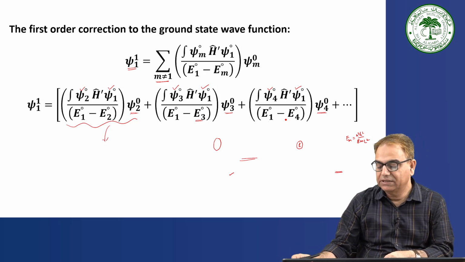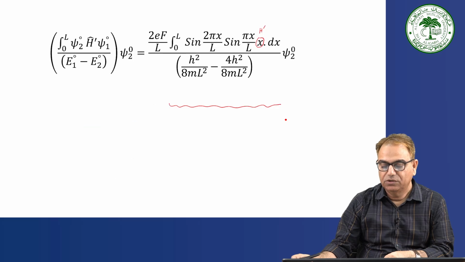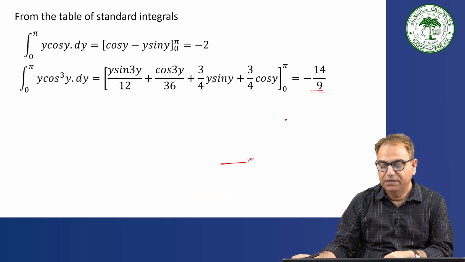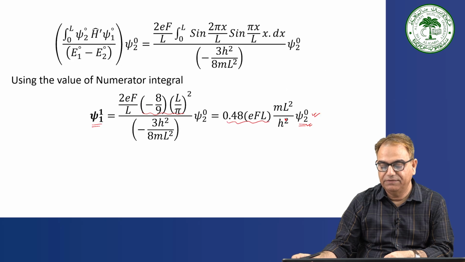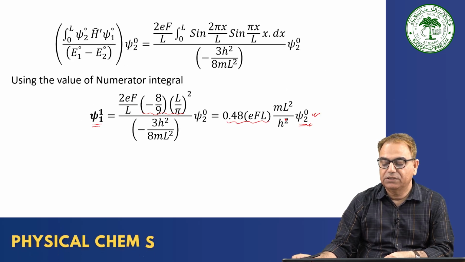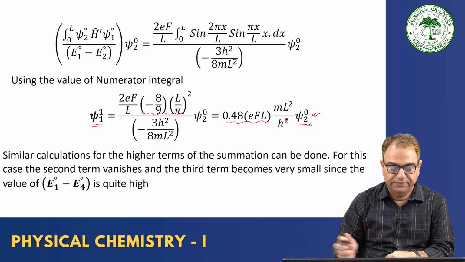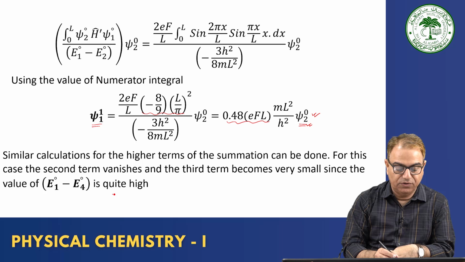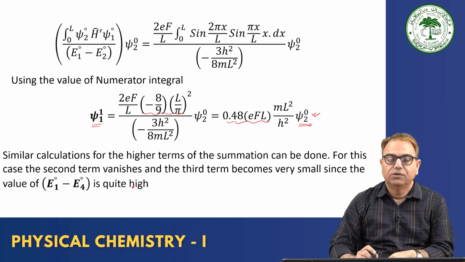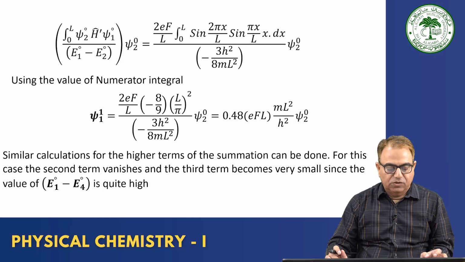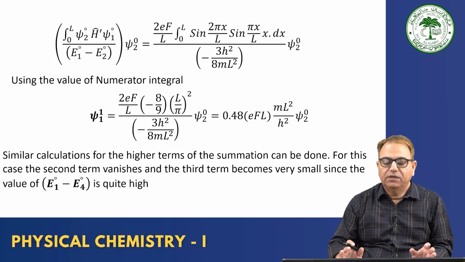In this case, the second term will become equal to 0. So the third term we will not calculate, and the final value we suppose as E11 is the same as we calculated, equal to 0.48 eFl m l square h square psi 2 naught. So we say that E1 naught minus E4 is quite high. So when we do the calculations, we don't need to calculate the higher order terms.